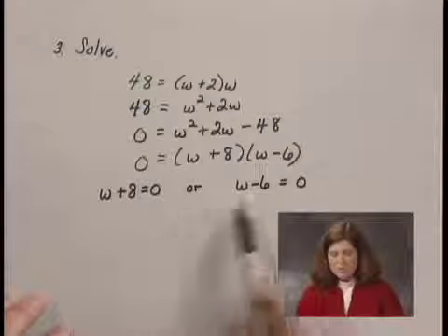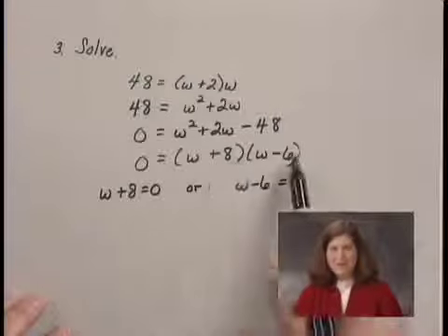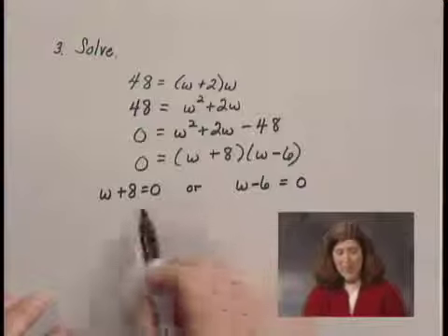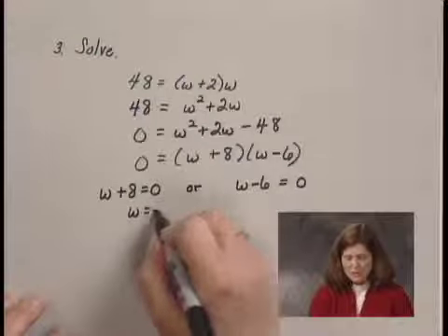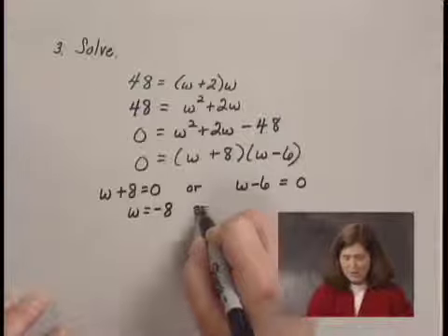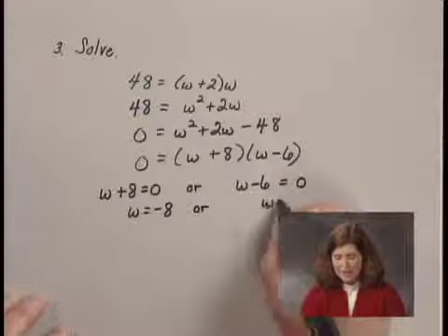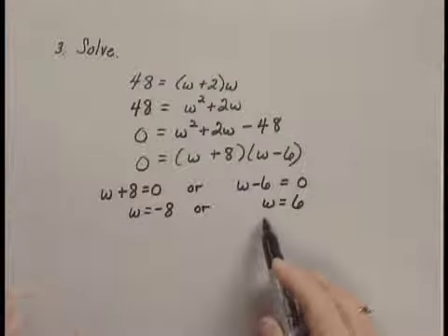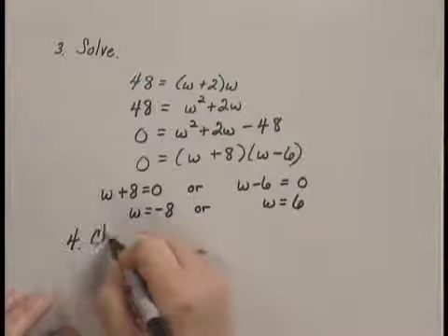And be careful about doing this in your head, especially when you're under pressure, because sometimes you get the signs mixed up, even with something as simple as this. Go ahead and take the time to write them out and solve for W, subtracting 8 from both sides, W equals negative 8, or over here adding 6 to both sides, W equals 6. Now these are the things we're going to check. So step 4 is to check.